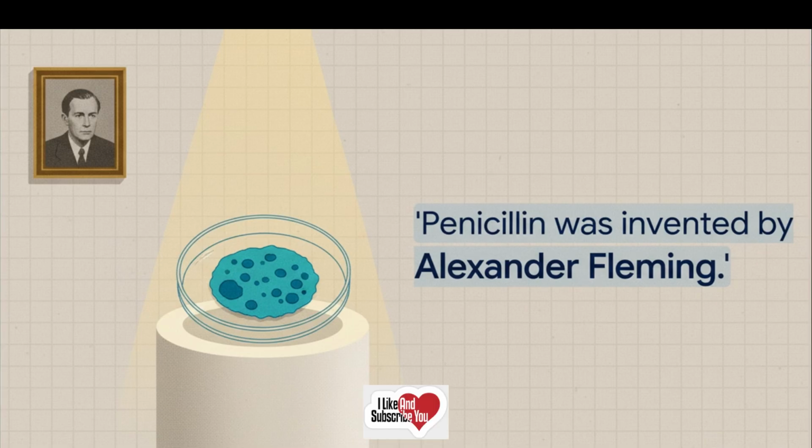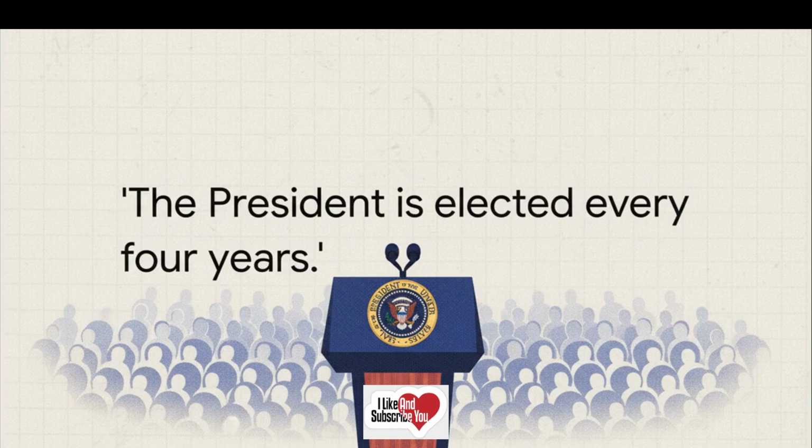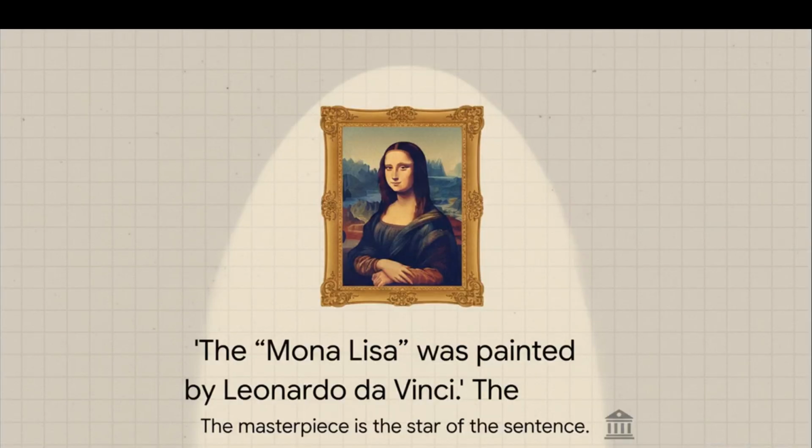that "by" phrase. Think about civics. Of course, the people elect the president. We don't need to say it. The important piece of information is the process, the fact that it happens every 4 years. And of course, in the art world, the masterpiece is always the main character. This sentence is structured to put the Mona Lisa first, right where she belongs.